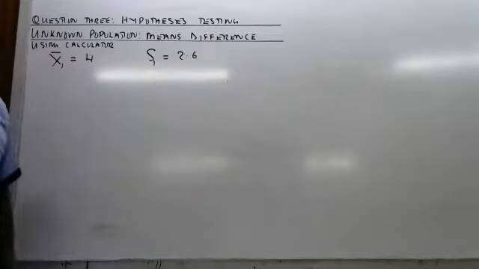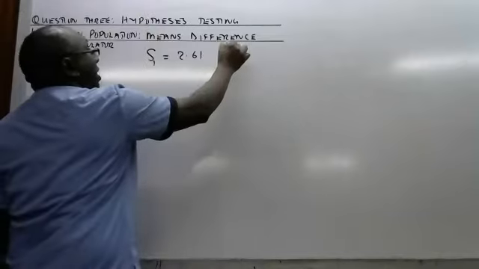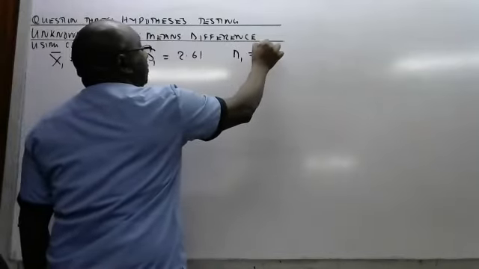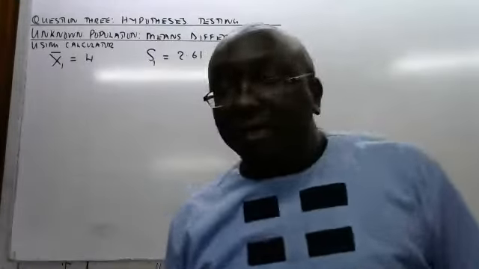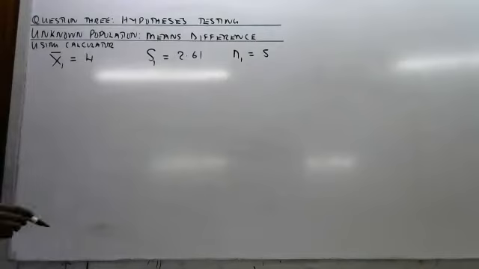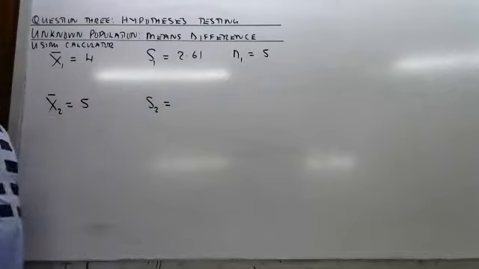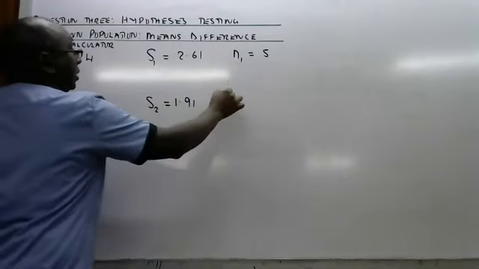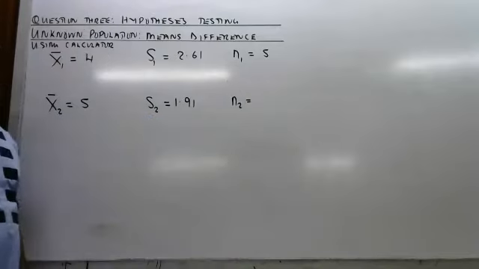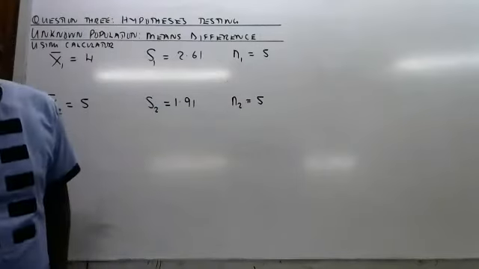2.61. Set the calc again so that we put the second set. And N1, you understand how many items? 5. N1 was 5. I set the calc again and key in the values for B so that you tell me x bar 2, 5, S2, 1.91, and N2, 5. Yeah, also 5. No, 6. There are 6, yes. I have seen that.